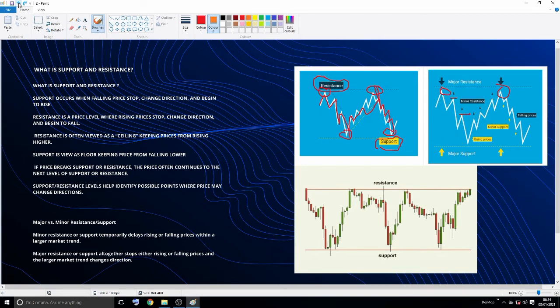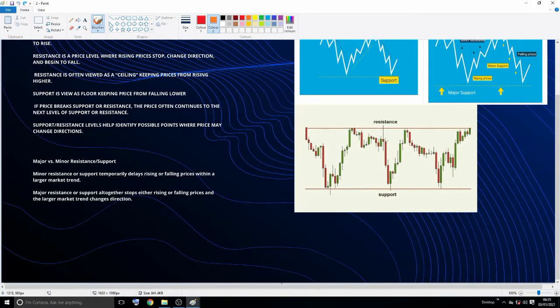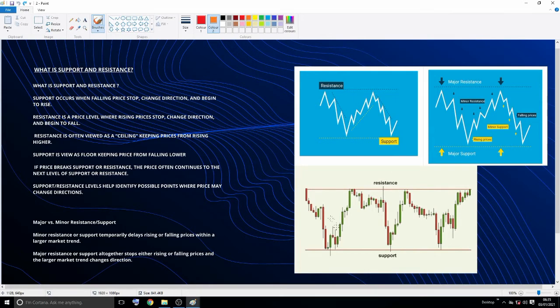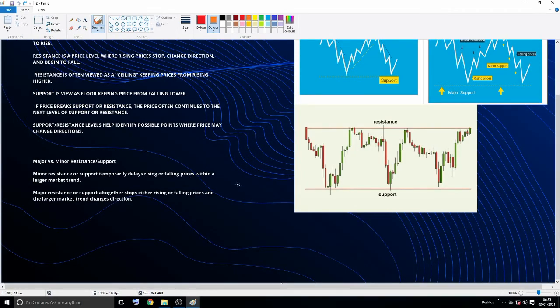So the minor resistance changes the direction for a short period of time. If this was a minor support, the price came here and then it pushed down and went to another minor support, came and pushed down, and when it got to the major support, it just changed the direction overall. It went up. So that's how you can use the minor support and minor resistance with major support and major resistance.